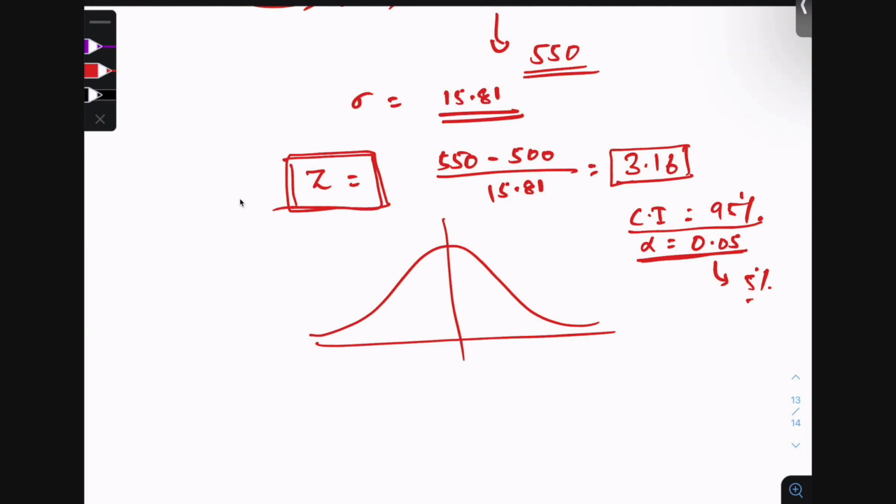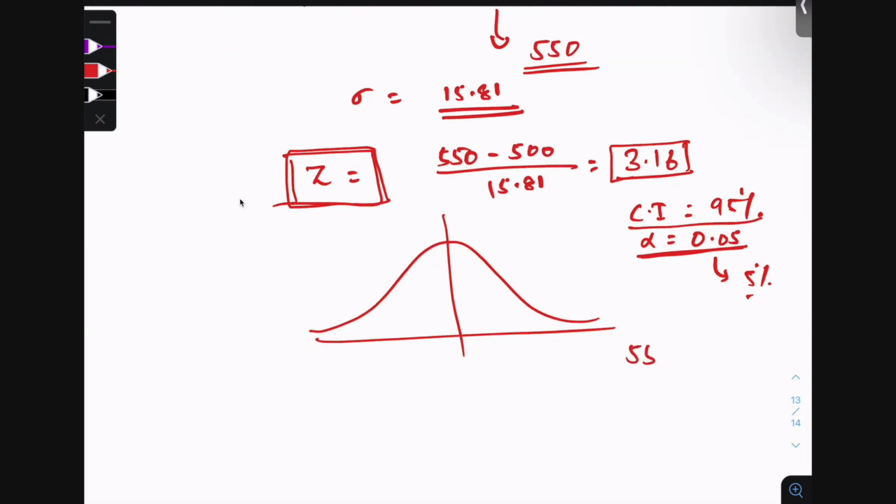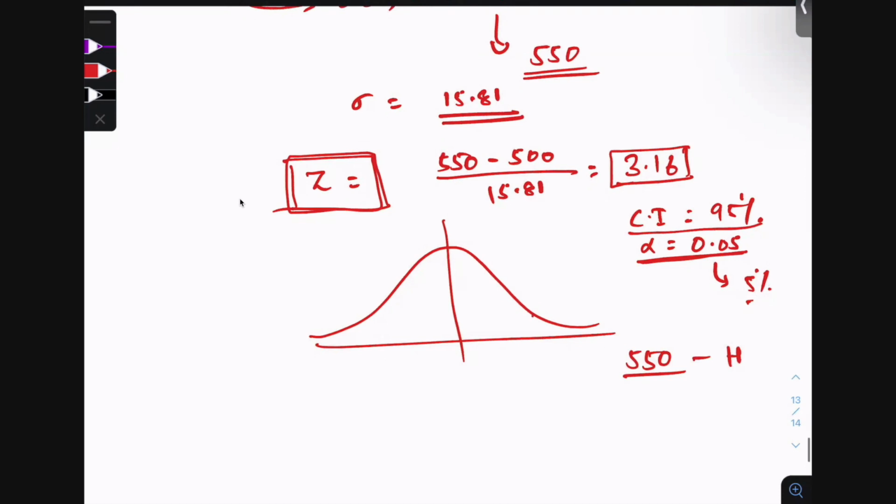What is the question? The question is that I have received 550 heads. Can it happen by chance, or is the coin unbiased, right? Then what should I do? Again, over here, this is a two-tail test. Then this particular region should be 0.025. This is the rejection area. On this side also the rejection area will be 0.025, right?